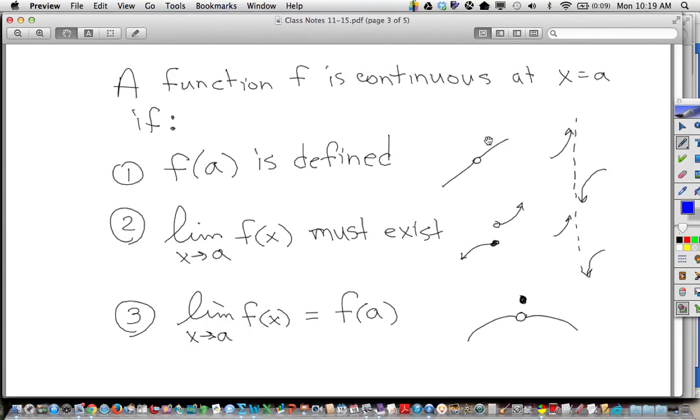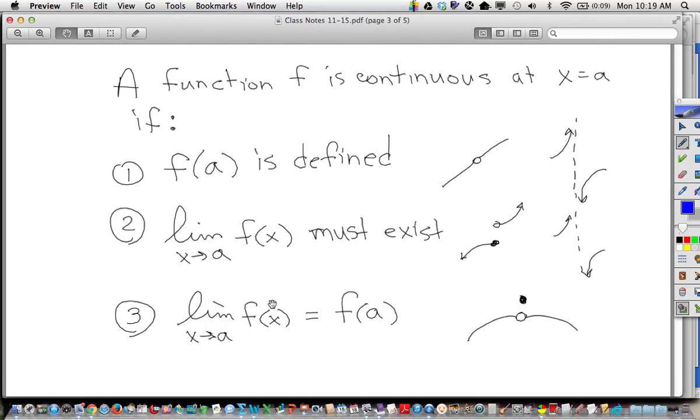So all of these would be examples of discontinuous, right? That's what these examples are over here. Here's what has to happen for it to be continuous. These would be examples over here that violate these things here, okay? And so that's the other part of it.